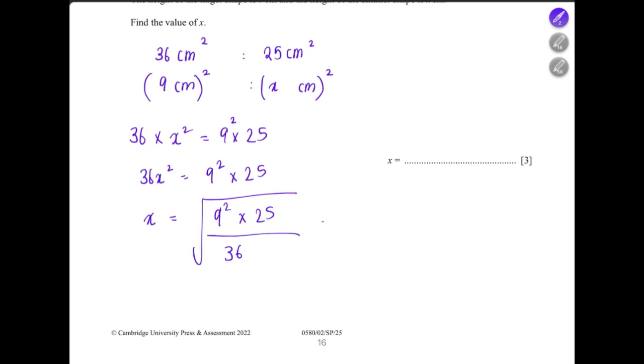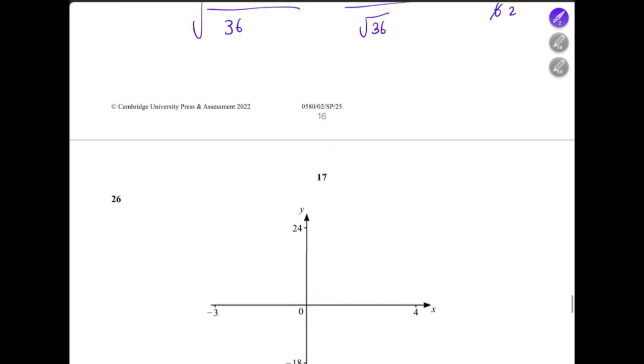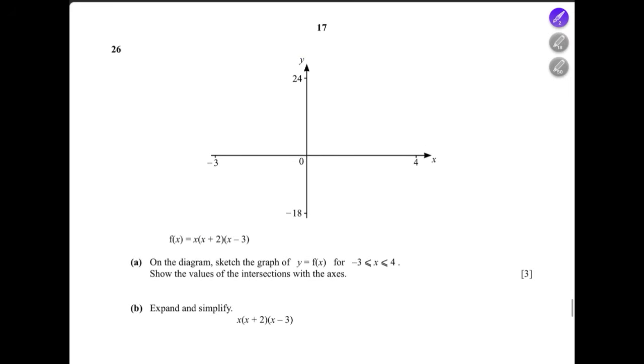So this can be written as square root of 9 squared multiplied by square root of 25 divided by square root of 36. So square root of 9 squared is just 9, okay, because you have square root as well as square, multiplied by 5 divided by 6. Now you can cancel 9 and 6, so this is going to be 2 and this is going to be 3. 3 into 5 is 15 divided by 2. That's your answer.